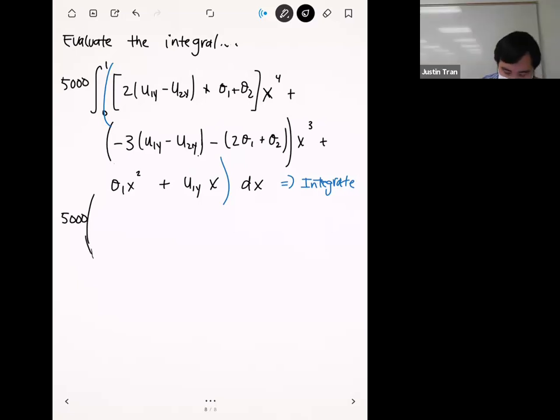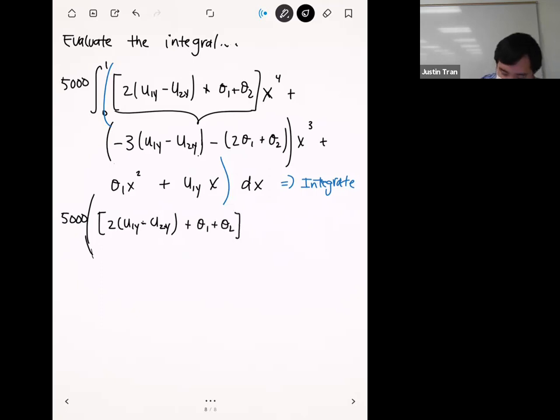All right, so now we're ready to integrate. Remember, all the constants in front of the x's, those are just constants, and so we can just bring them down throughout the integral. We don't have to integrate that. And so we have 2 times u1y minus u2y plus theta 1 plus theta 2.